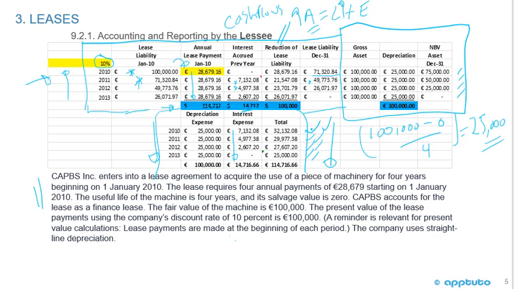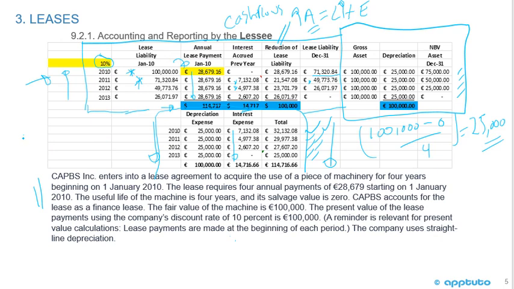So you can see in the early years, that's more than the operating payment of $28,679, and at the end of the lease, it's less. So that's why in the early years, a finance lease is less profit. It's more expensive, lower net income than an operating lease. But in the later years, it's more profitable. That's what we looked at in the previous slides. Okay. So again, this is not too difficult to understand.